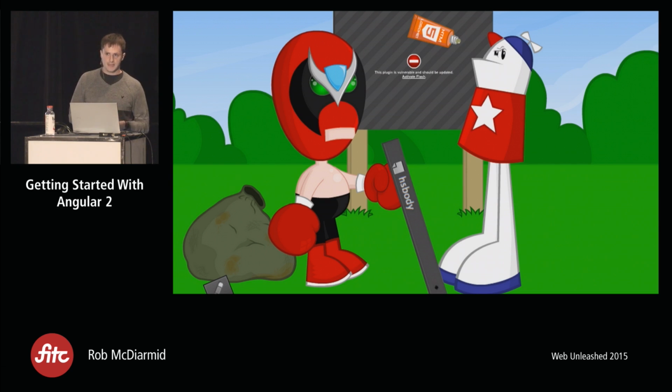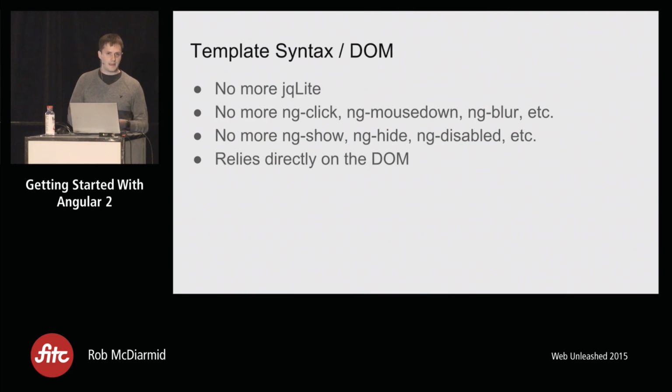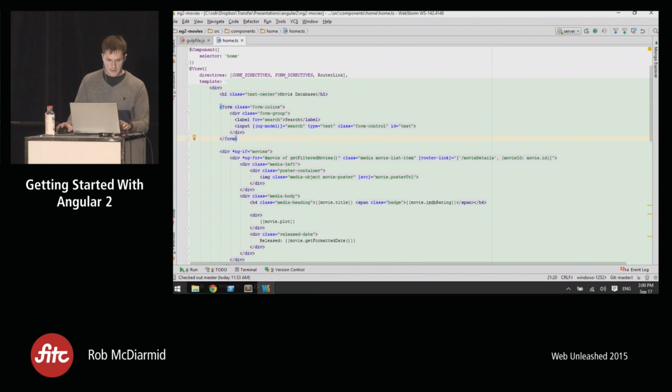So in Angular 2, instead of abstracting away the whole DOM from you, it really lets you interact with it directly. In Angular 1, it had things like jqLite for selecting elements, which is gone in Angular 2. It had a bunch of custom directives for doing things like binding to DOM events or binding to DOM properties, and these are all gone in Angular 2. So instead, you just have a more powerful template syntax that lets you interact directly with the DOM. So let's take a look at how that actually works.